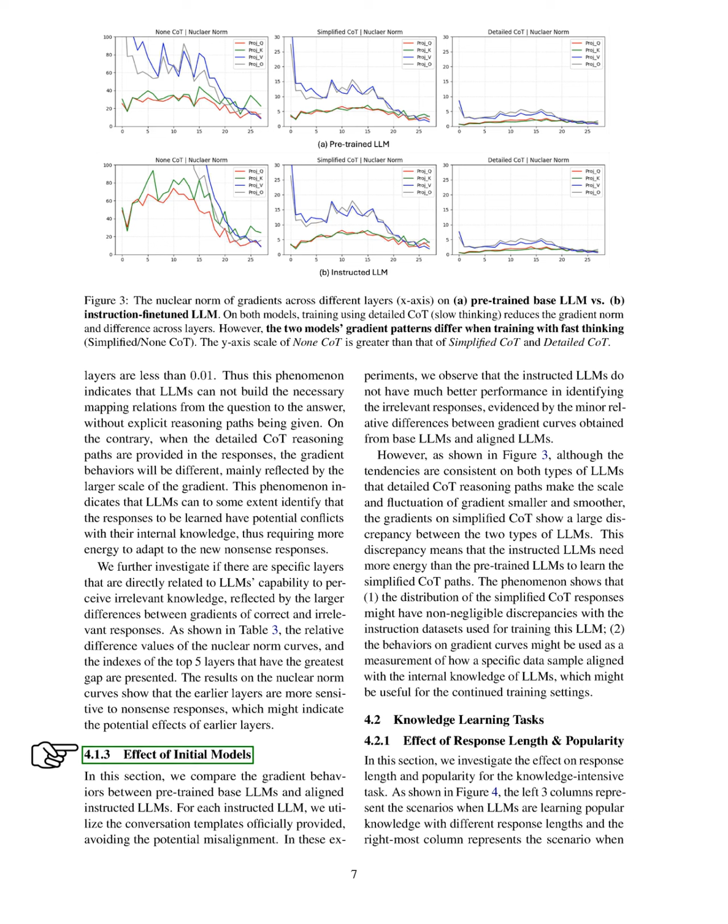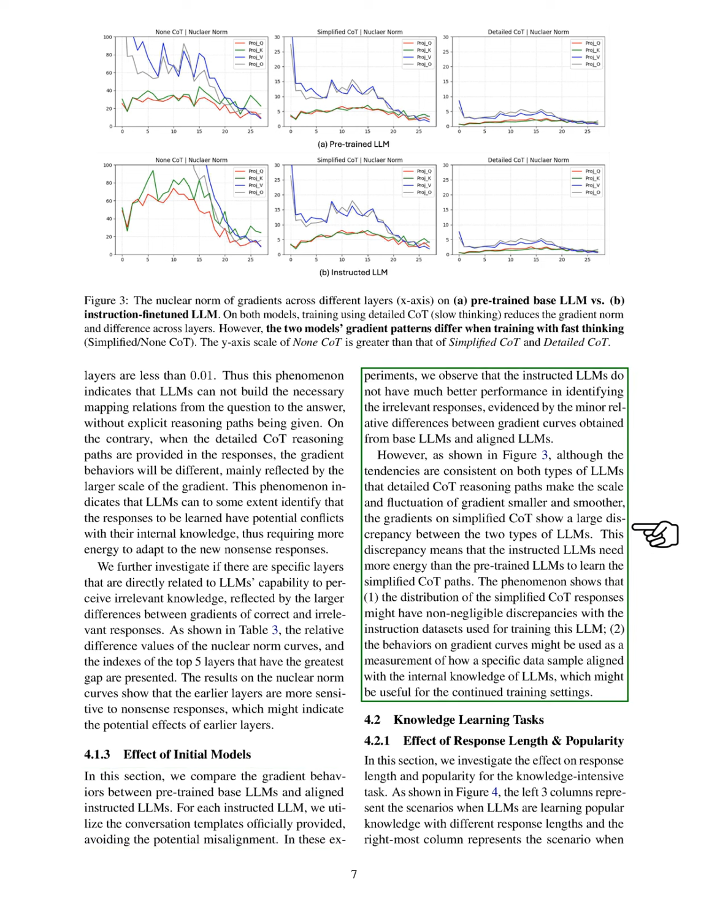Section: Effect of Initial Models. In this section, we compare how gradients behave in pre-trained base LLMs versus aligned instructed LLMs. For each instructed LLM, we use the official conversation templates to avoid misalignment. Our experiments show that instructed LLMs do not significantly outperform base LLMs in identifying irrelevant responses, as indicated by the small differences in their gradient curves.